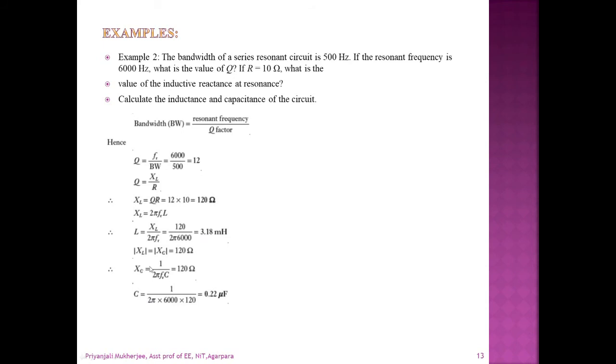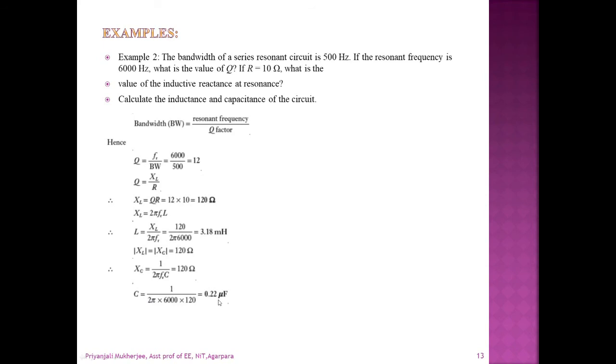And at resonating condition, XL is equal to XC, so XC also becomes 120 ohm, and XC is equal to 1 by 2 pi FC. From this equation, we can say C is equal to 1 by 2 pi F into XC. So putting the values, we can find the value of C, that is equal to 0.22 microfarad.